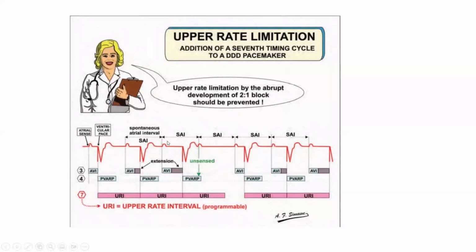Then this makes the next P wave come closer, and to avoid being faster than the upper rate, it will prolong the AV delay more, and this will cause one P wave to fall inside the PVARP and not be sensed, followed by a new P wave with a normal AV delay. And this is exactly like the Wenckebach behavior. This is called the Wenckebach behavior of the pacemaker.